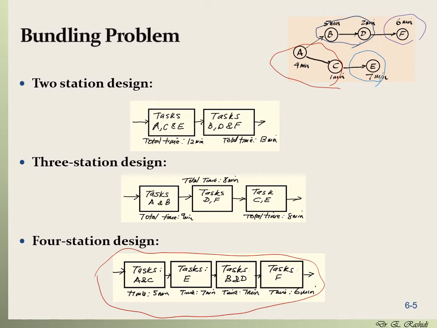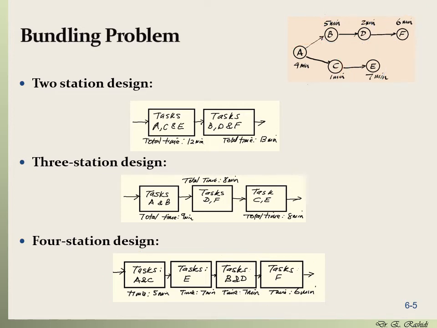But if we compute the workload, which is the total summation of the processing times of the tasks, for the first workstation it would be 5 minutes. For the blue workstation, it would be 7 minutes. For the B and D workstation, it would be 7 minutes. And for the last one, it is 6 minutes. So here the difference is smaller than in the 3-workstation scenario.